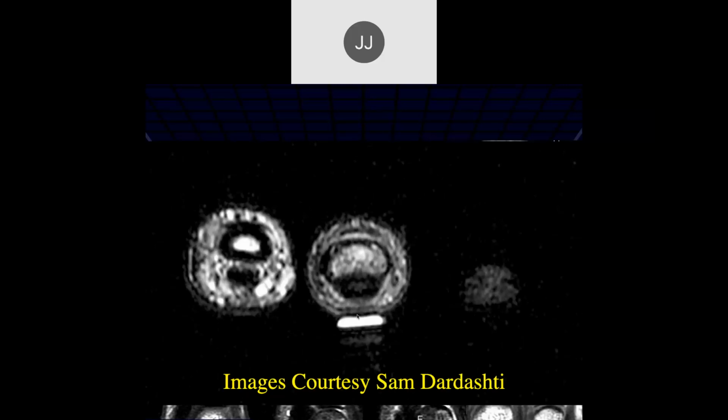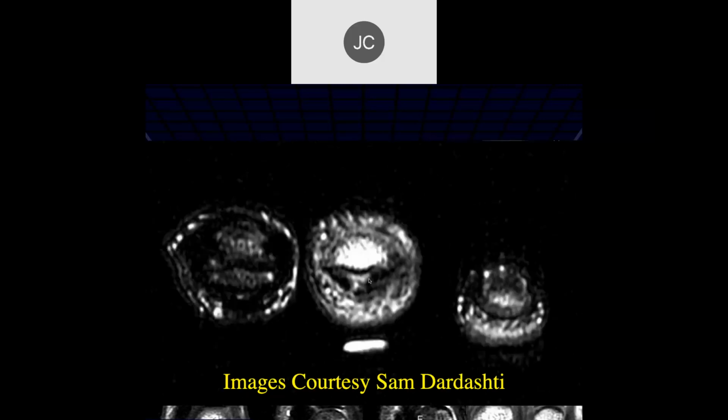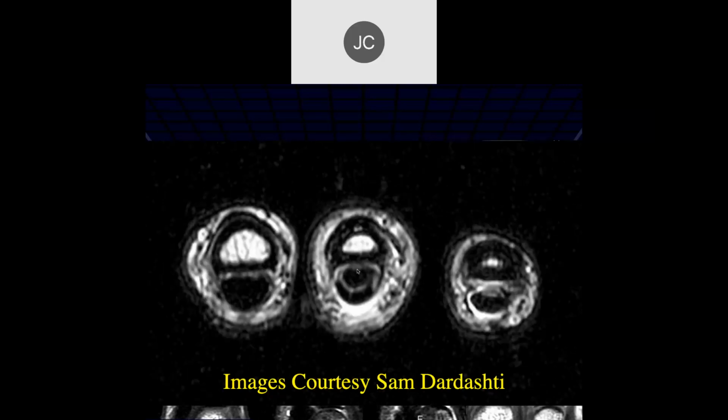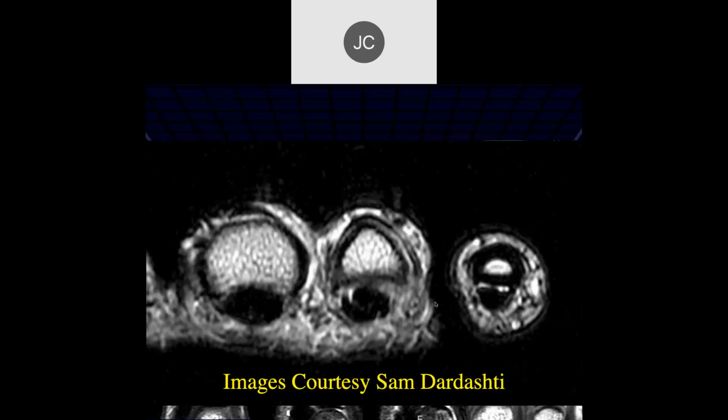And then going to the axial images, we can see a little bit of increased signal intensity in the profunda, fluid replacing the profunda in the area of the tear. Again, fluid replacing the profunda. And then now we're coming back to seeing the profunda. So that's a full thickness retracted tear of the profunda.